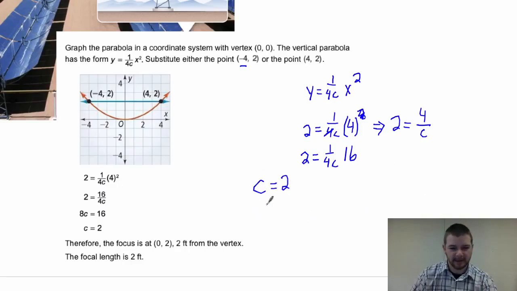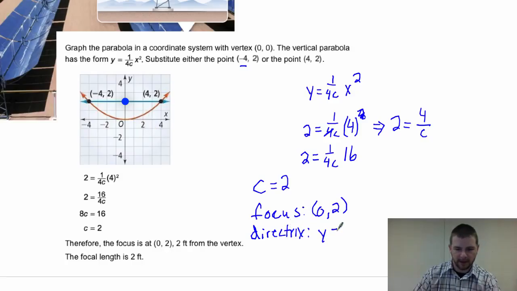Knowing c, as in problems in the past, allows us to easily identify the focus. And since our parabola is vertical, our focus will have an x value of 0, y value of 2, and our directrix will have the equation y equals -2.